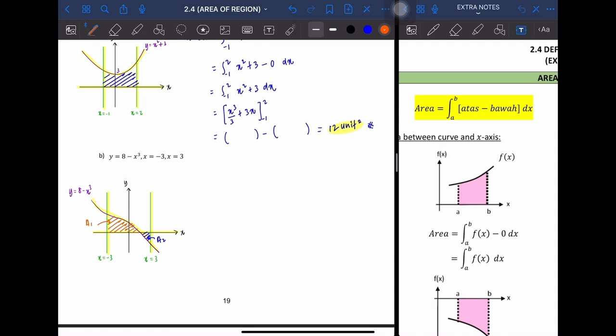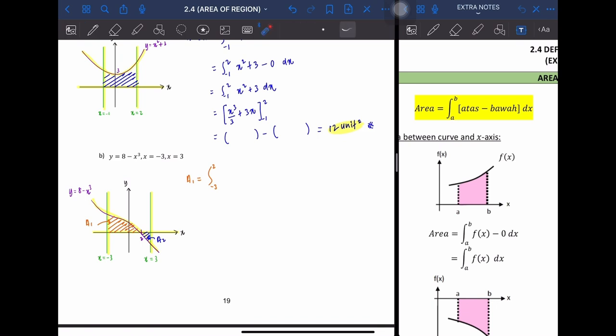Okay, so for A1 first. Okay, so kita tengok A1, so limit is from negative 3 until here. So here is actually 2. Okay, 2 awak boleh dapat daripada dia punya x-intercept for this one. X-intercept y equal to 0, so your x-intercept gonna be 2. Okay, so A1 awak adalah daripada negative 3 sampai 2.